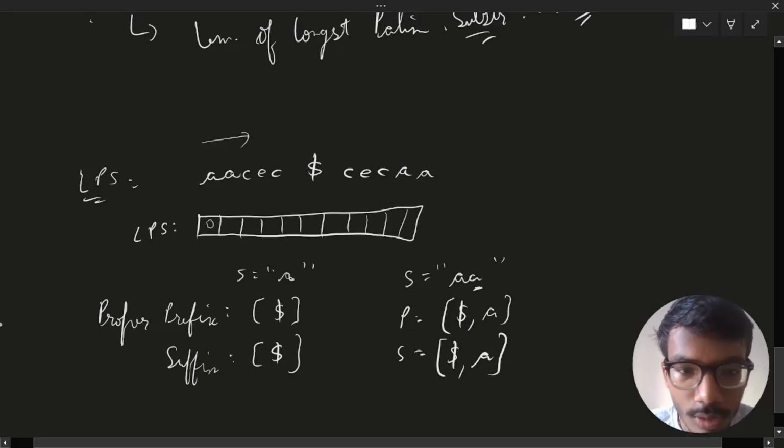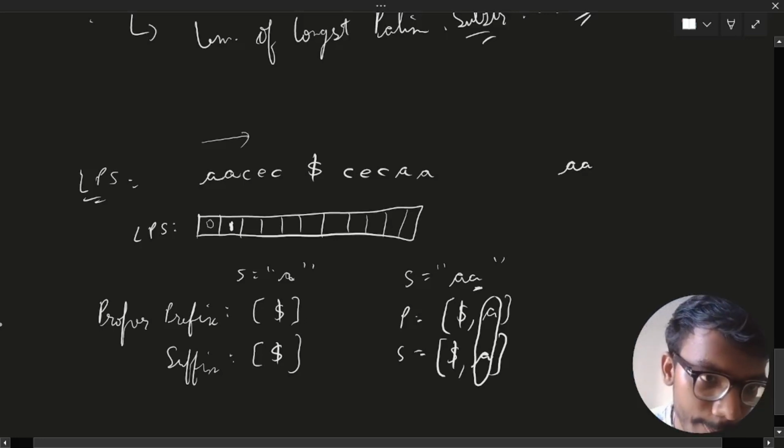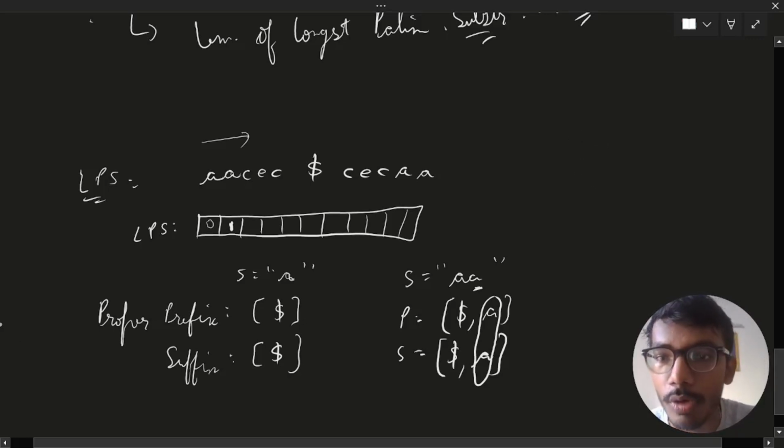Similarly, what is the common character? I got a common character here, so our LPS value would be the same. What does this one represent? This one represents the length of the longest prefix which matches with the longest suffix. This is the prefix and this is the suffix, right? This prefix matches with this suffix, so this is the length. I hope you got it.